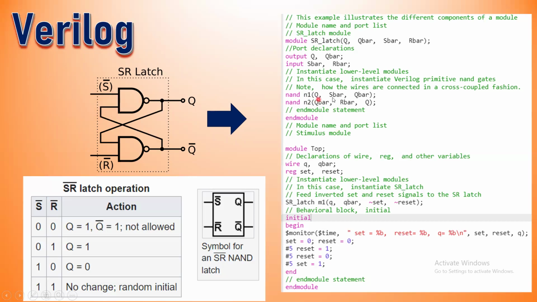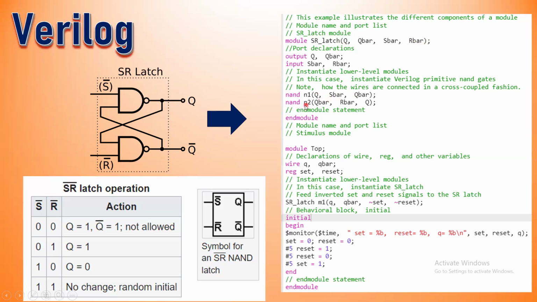So here output, then S bar and Q bar. Remember, when you have the primitives, you cannot first have the inputs and the outputs. Output must be occurring here in the beginning. Unlike this case here, where you can have the sequence changed. Here output must precede the inputs.